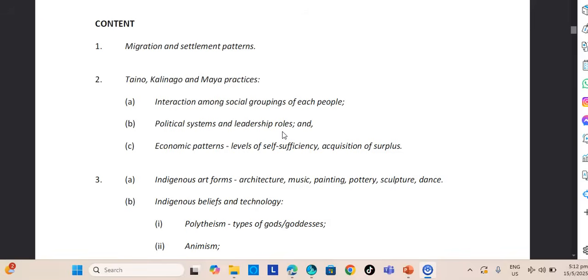In Kalinago society, they presided over rituals and communal decisions with input from elders. Economic patterns: the Kalinago economy was based on subsistence activities with some regional trade and the occasional acquisition of goods through raids. Their main economic activities were similar to the Taínos.